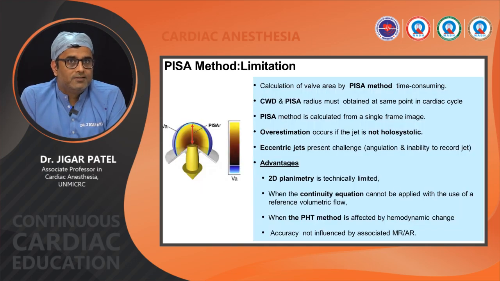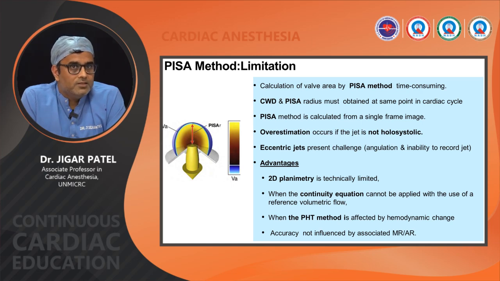This PISA method has certain limitations. Calculation of valve area based on the PISA method is very time consuming, and you have to take continuous wave data. The PISA radius must be obtained at the same point in the cardiac cycle, otherwise you get error in the data. The PISA method is calculated from a single frame image, so overestimation occurs if the jet is not holosystolic. Another important point is that an eccentric jet cannot be measured with the PISA method because of angulation and inability to record maximum velocity.